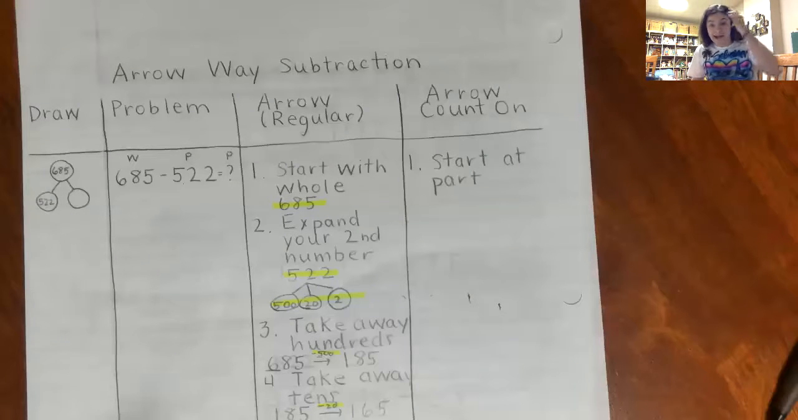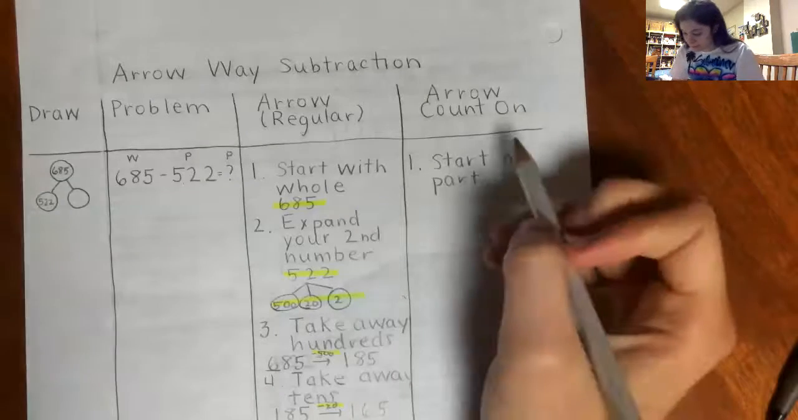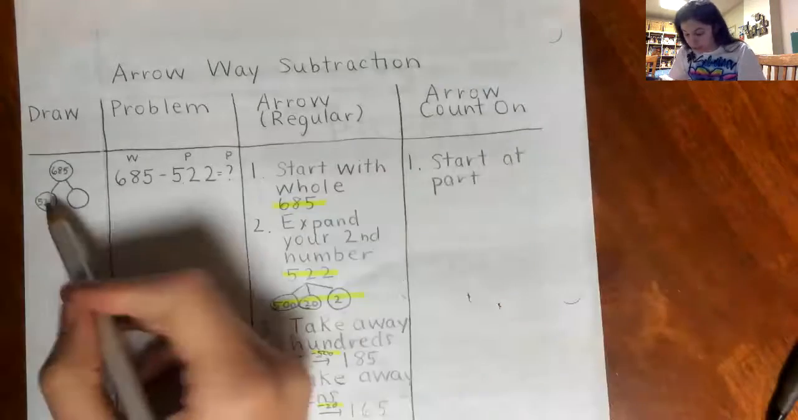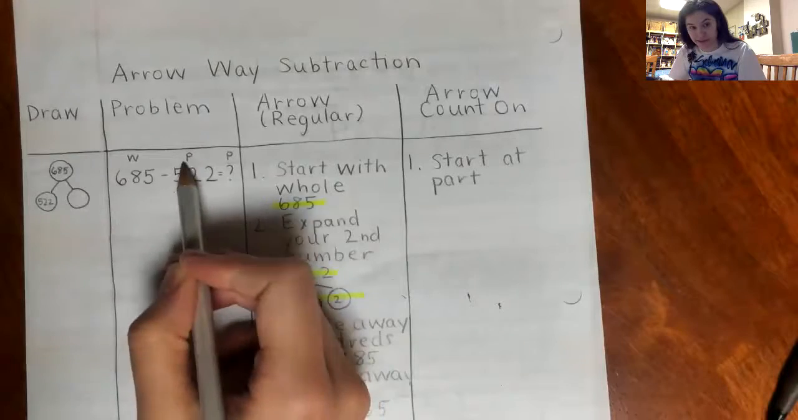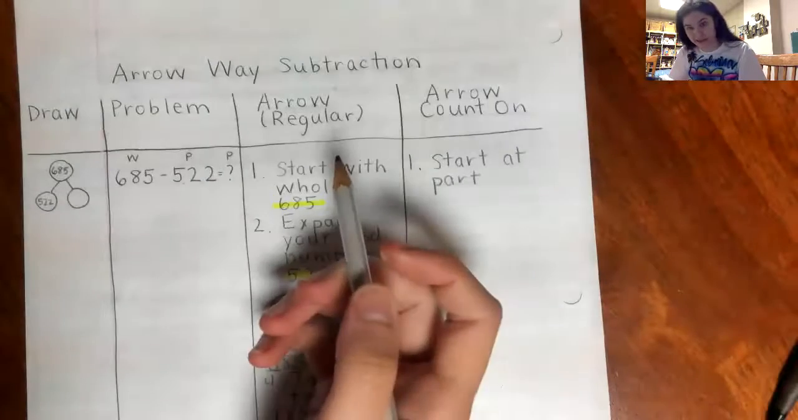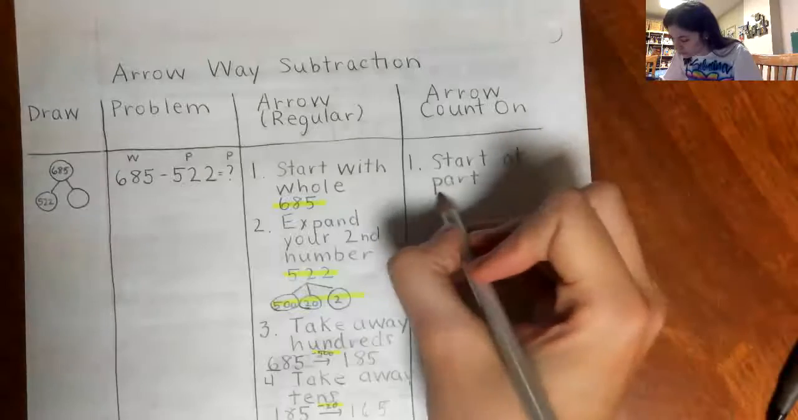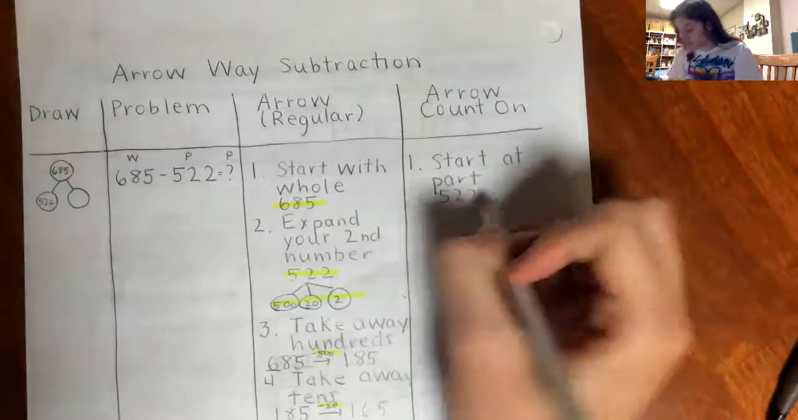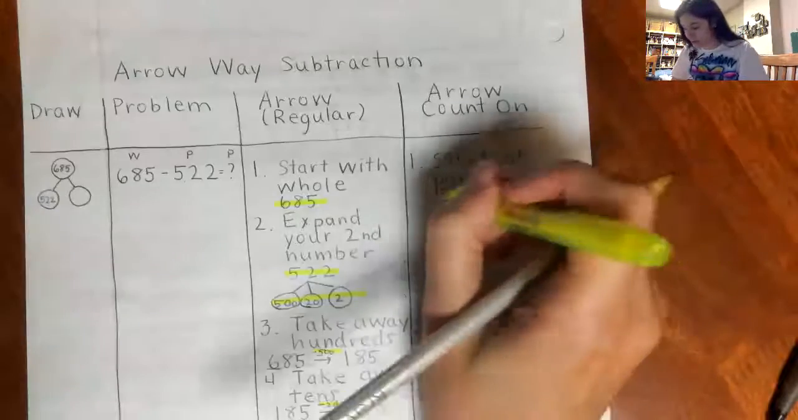Okay, and now I'm going to start at the part. So that means that the part in this problem happens to be 522. Remember, here are my parts. I'm missing one. I'm not going to start with one that I don't have. So I'm going to start at 522 for this method. Okay, if you like this method, use that one.